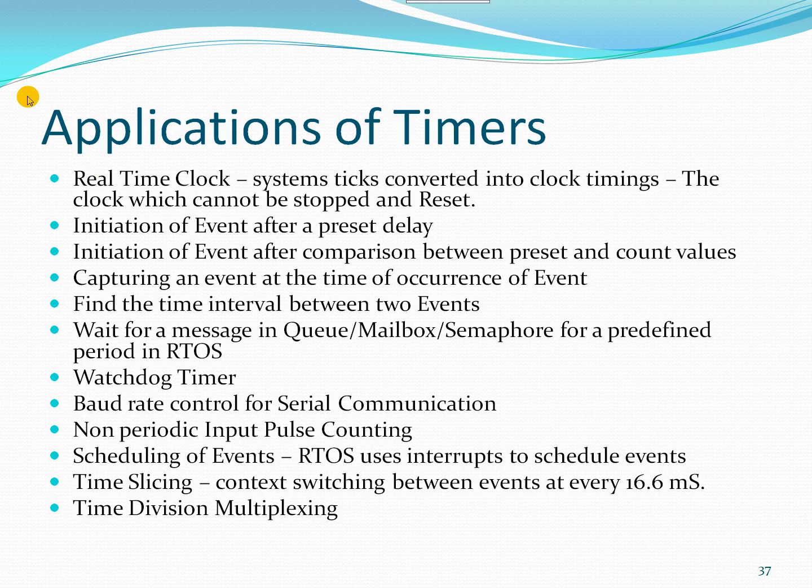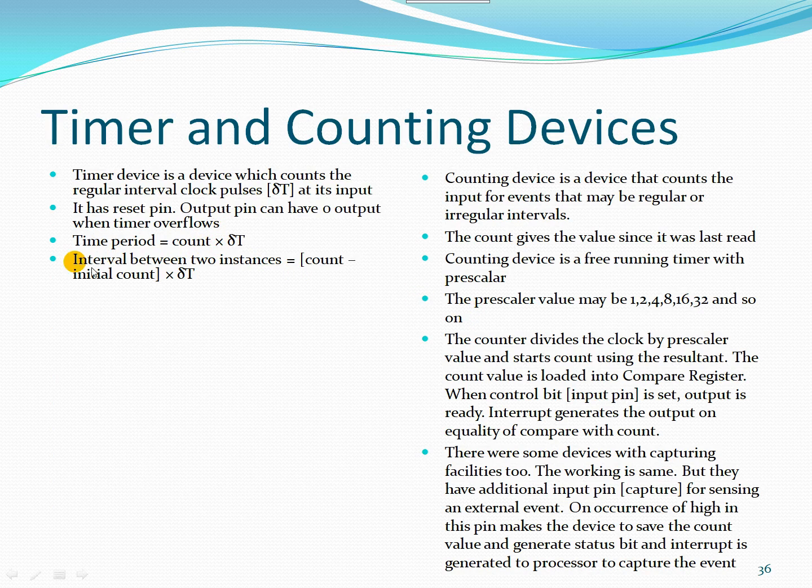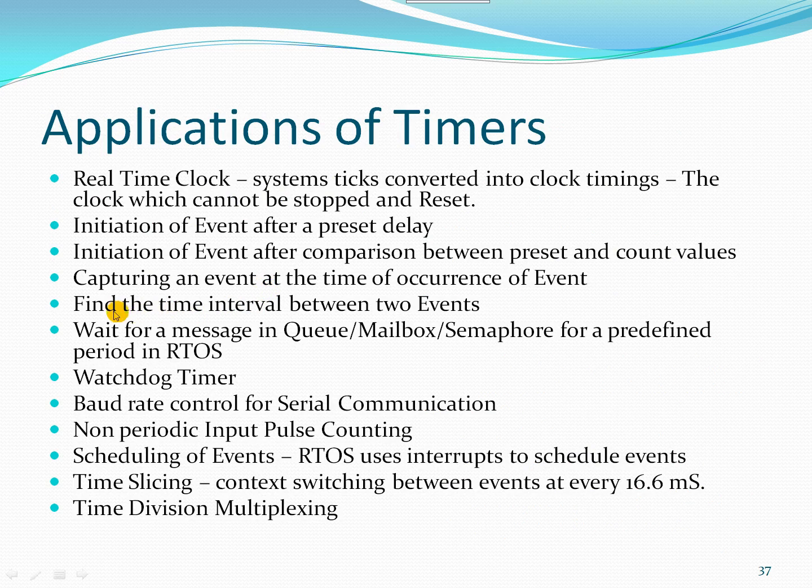The second one will be the initiation of events after preset delays. The third one will be the initiation of an event after comparison between preset and count values. These two things we have seen in the previous slide also. So I will shift to the others: capturing an event and the time of occurrence of an event. This we have also seen in the previous slide. Next, finding the time interval between two events. This particular formula we have seen in the previous slide itself, the interval between the two instances.